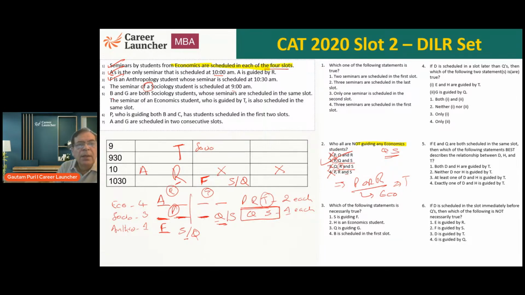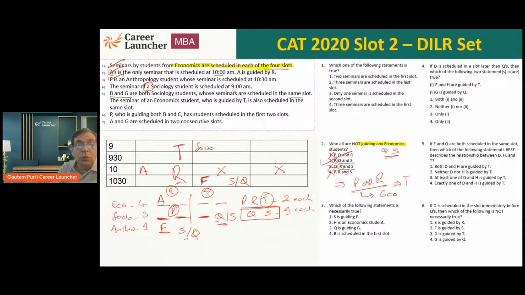Okay. B and G are both sociology students whose seminars are scheduled in the same slot. So B and G are both sociology students. Can they have a session at 9 a.m.? No, because there's only one sociology student and only one slot is vacant. And statement 4 clearly said a sociology student. That means only one sociology student is having a seminar at 9 a.m.